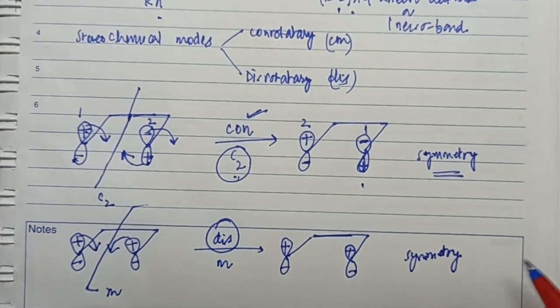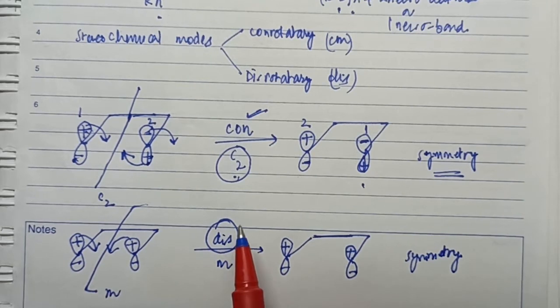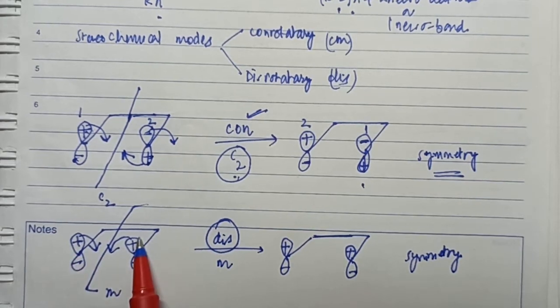Now, first of all, let's repeat what I've said. When we are encountering a disrotatory ring closure or opening kind of reaction, in that particular case, you see that the terminal lobes of the same face have the same signs. That is why the bonding overlap will occur. If this is positive, this has to be positive. Now the symmetry operation which conserves the symmetry is the mirror.